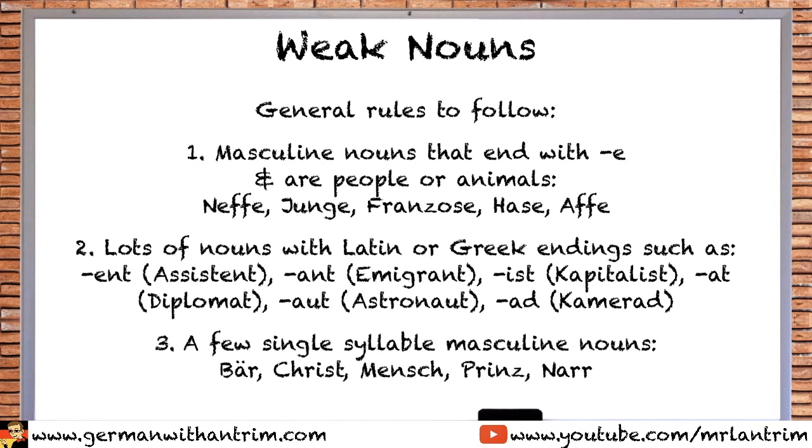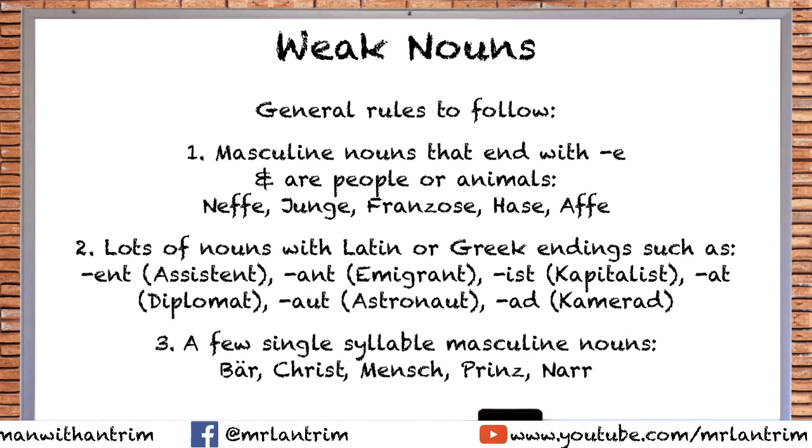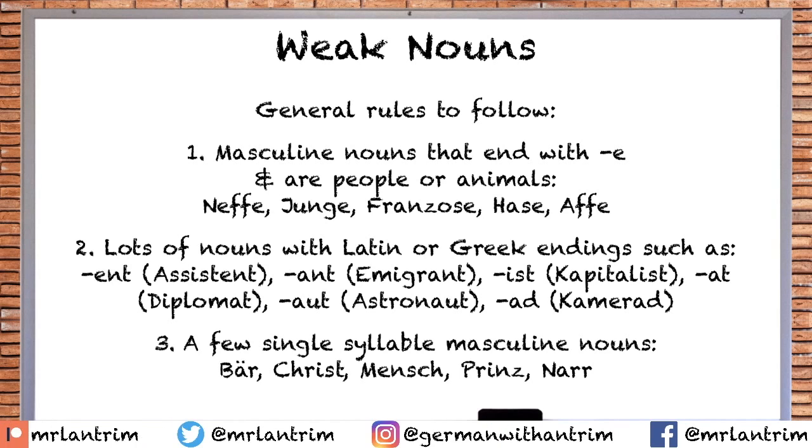Then, there are also a lot of nouns with Latin or Greek endings such as Student, Assistent, Emigrant, Kapitalist, Diplomat, Astronaut, and Kamerad. All of those end in some sort of Latin or Greek ending, and so those will also take an EN if they are in the case that is not nominative, so in this case genitive. And there's also a few single-syllable masculine nouns as well, so Bär, Christ, Mensch, Prinz, Narr. Odd ones that are just single-syllable, happen to be masculine nouns. They also take an EN or just an N.